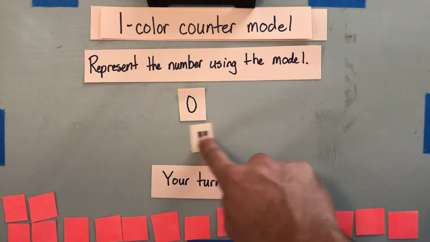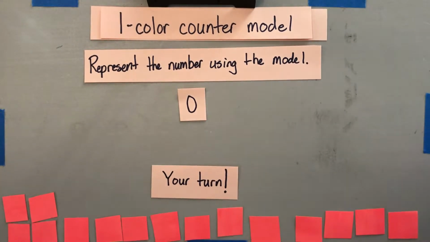Now that you have unpaused, there you go, there's the answer. There's how we model 0 with one color counters. Thank you for your participation.